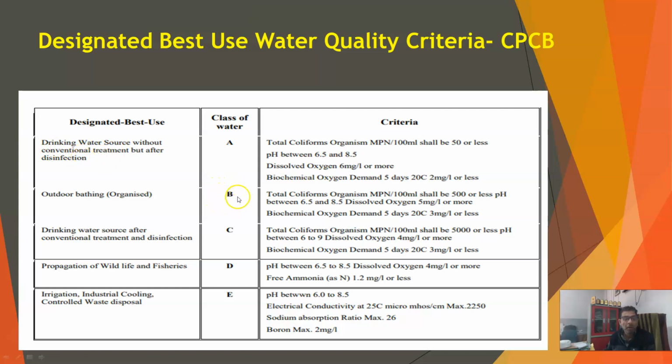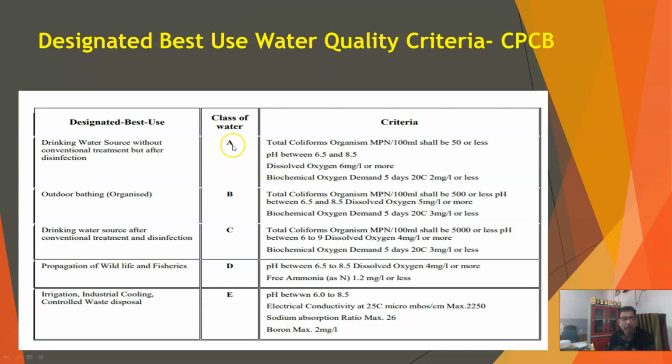Similarly, if the class of water is B, that means it's used for outdoor bathing. And if the water is C quality, it can be used as a drinking water source after conventional treatment and disinfection. And D water means propagation of wildlife and fisheries. And E water is used for irrigation and industrial cooling. Similarly, they have given the criteria separately for all the classes.